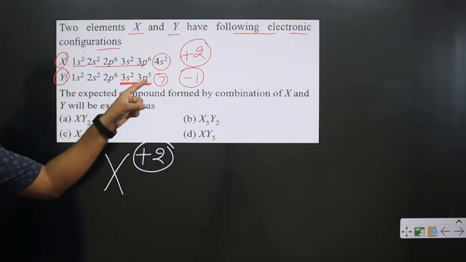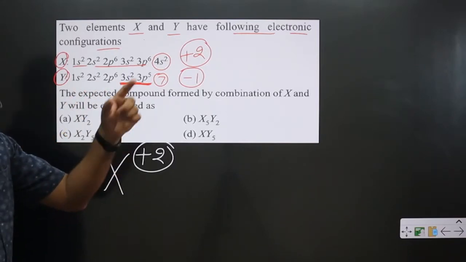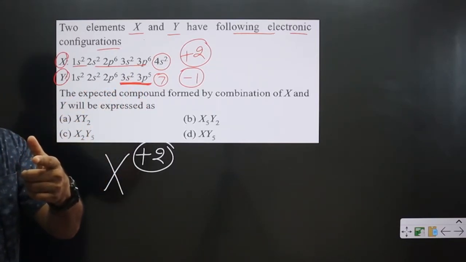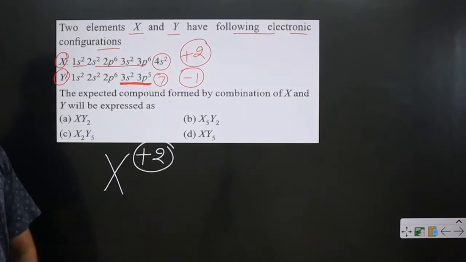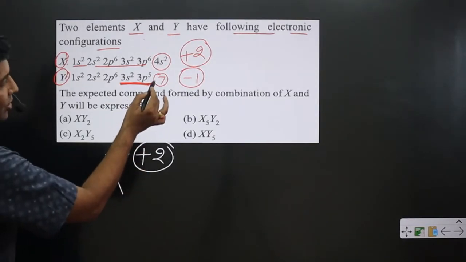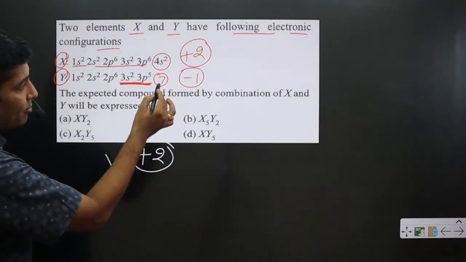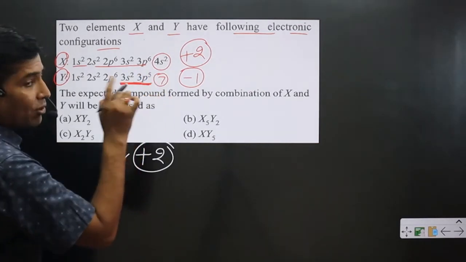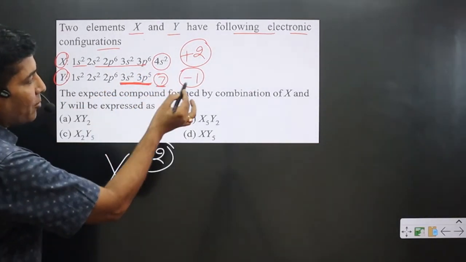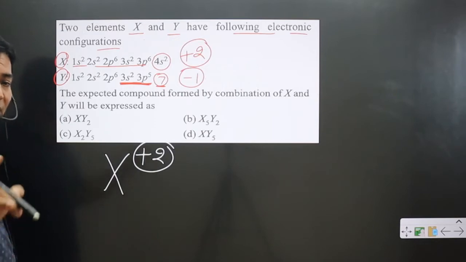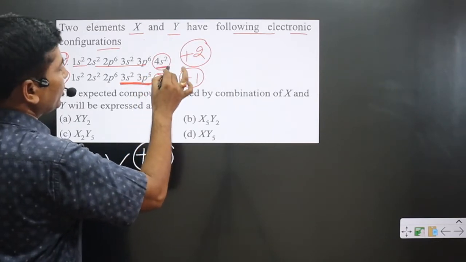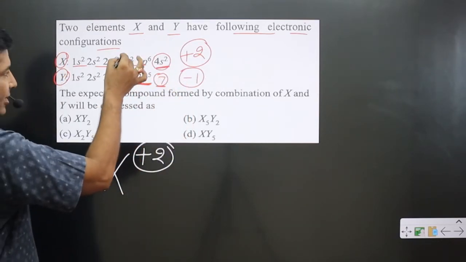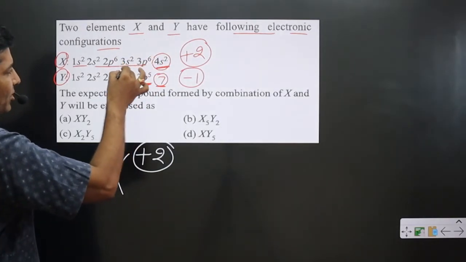Okay. From the valence electrons we are able to determine whether they will carry +2 charge or -2 charge. How much charge from the valence electrons? 7 + 1 = 8. By gaining 1 electron its octet will be complete. That's why it will carry -1 charge. In this case, by losing 2 electrons its octet will be complete, because this is 3s2 3p6 is there.